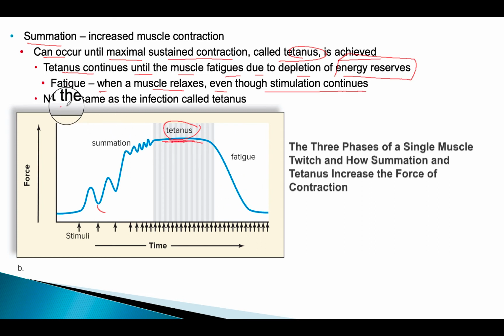Okay, this is not the same as the infection called tetanus. So take note, the infection called tetanus is due to a bacteria. Tetanus in the muscle over here, that's different. Tetanus over here just means that the muscle is being stimulated one right after each other, leading to this plateau right over here. So you have the three phases, as we mentioned before, of the single muscle twitch, and how summation and tetanus increase the force of contraction. So this is how summation increases the force of muscle contraction.